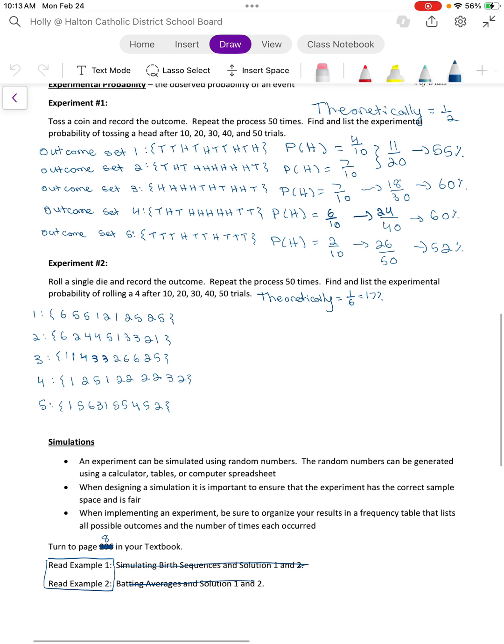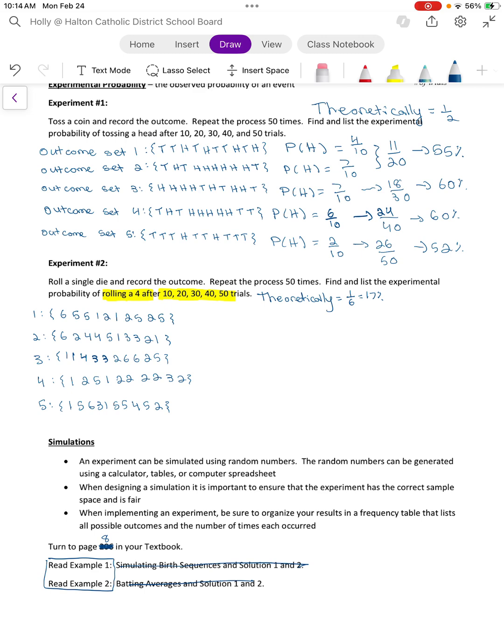So this is a similar one here for experiment 2. Again, it's hard for me to show you this dice, or the die, which is one of them. So here I have rolling. I'm going to roll a single die, and record the outcome. So the process is going to be repeated 50 times. So 5 trials. Every set will have 10 rolls. And I'm going to find and list the experimental probability of rolling a 4. So I'm looking at rolling a 4 after 10, 20, 30, 40, 50 trials.